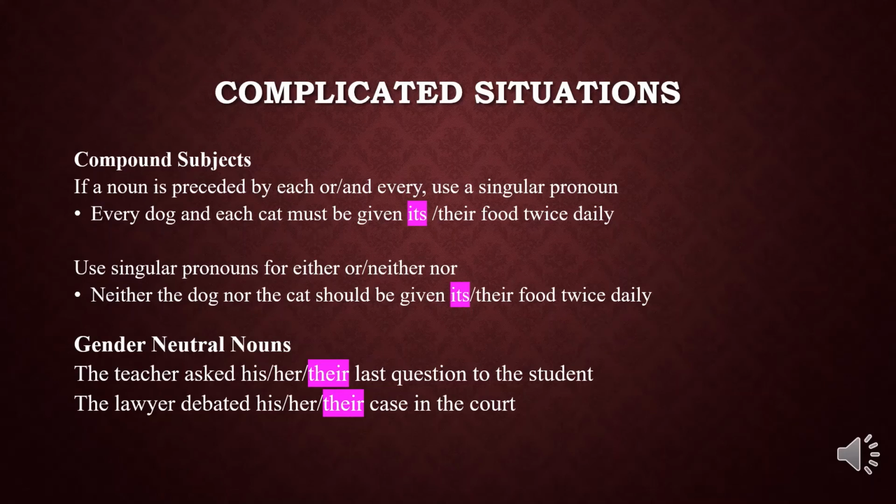In the case of gender-neutral nouns, such as teacher, lawyer, doctor, they used to have gender in the past, but now not anymore. We want to use the gender-neutral pronoun, not he or she, but they or their. For example, the teacher asked their last question to the student. We don't know if the teacher is a male or a female. The lawyer debated their case in the court. We do not know if the lawyer is a male or a female.